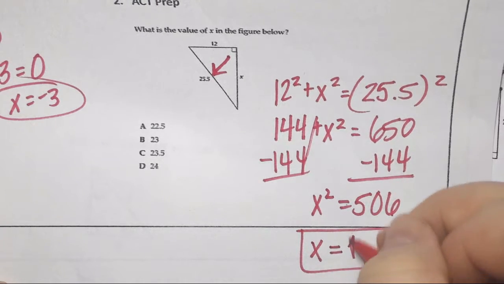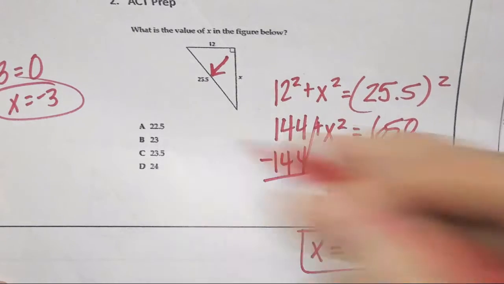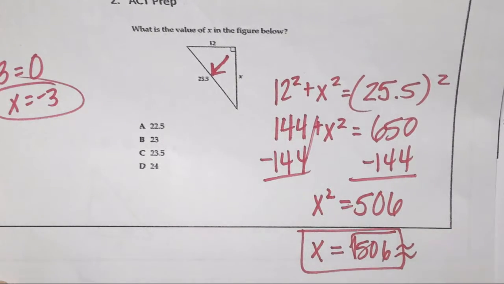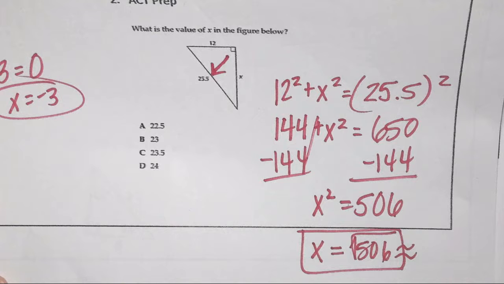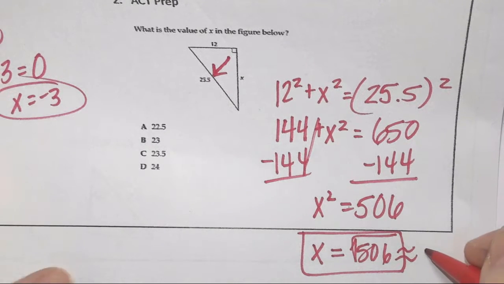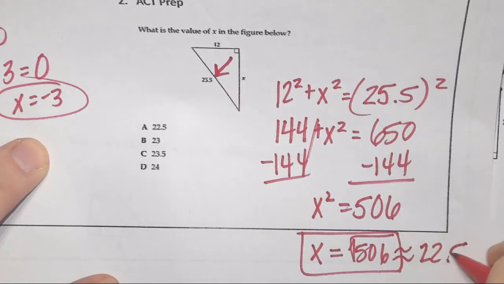They're supposed to take the square root of 506, which is not an answer choice. Obviously, it's a decimal. What is the square root of 506? Who's already done it? 22.4. So we're going to assume it's A, 22.5.